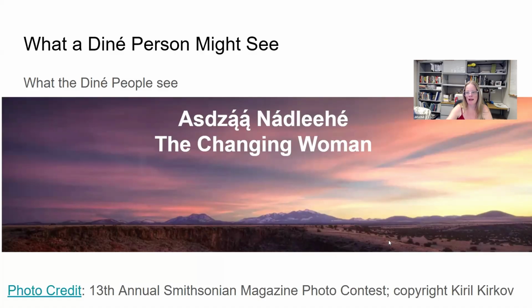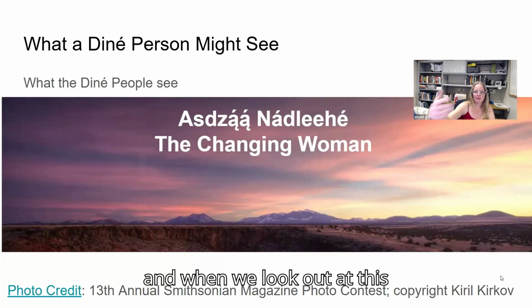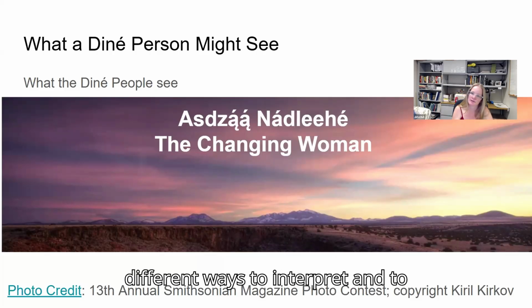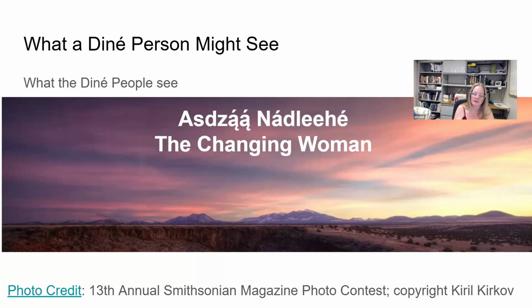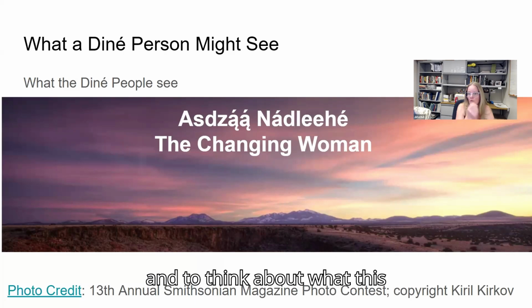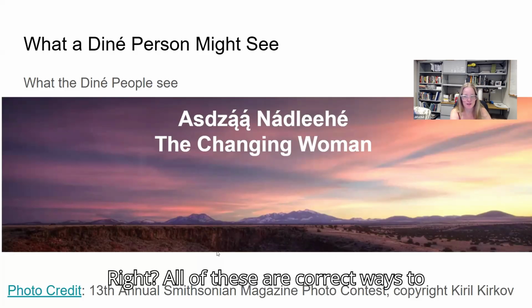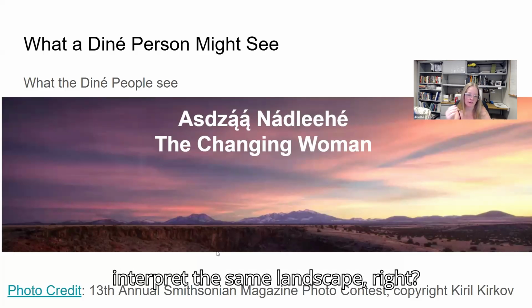So when we look out at this landscape, there are all these different ways to interpret and to think about what this landscape is and what it means, and which one is correct? All of these are correct ways to interpret the same landscape.